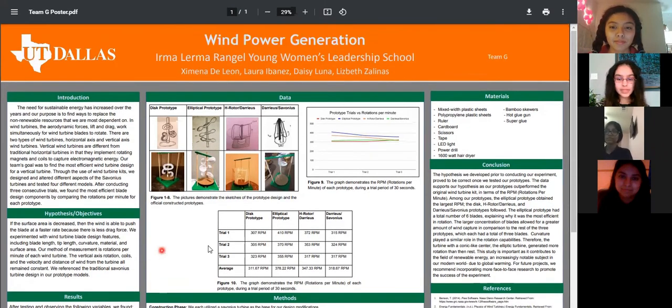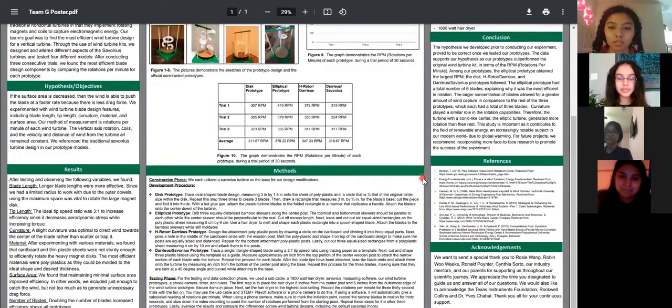On the top right-hand corner, you can see the materials we used for our project, and in the bottom center are our methods. For the initial construction phase, we each used a Savonius turbine as the base for our designs. For our testing phase, we placed the hairdryer 8 inches from the center post and 6 inches from the outermost edge of the wind turbine prototype to maintain a controlled environment.